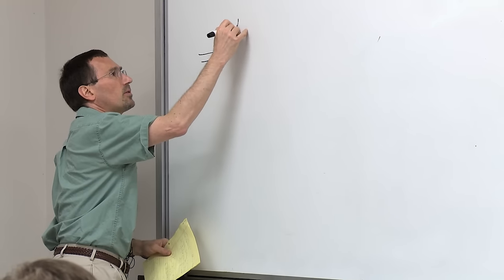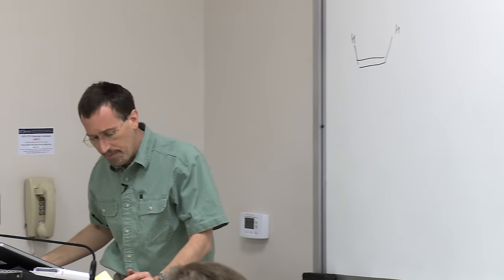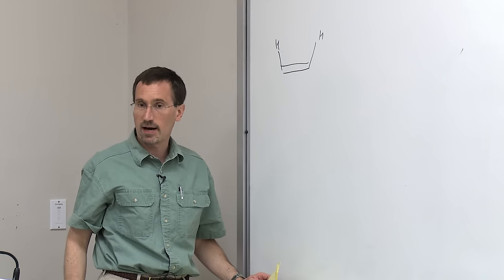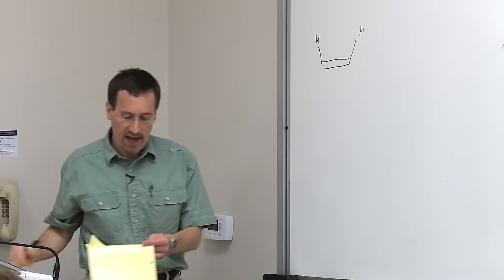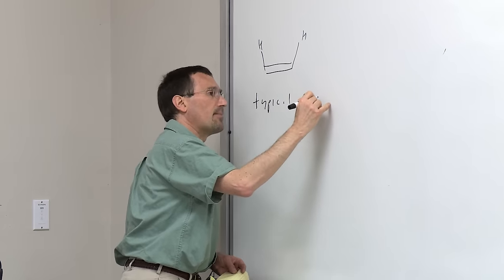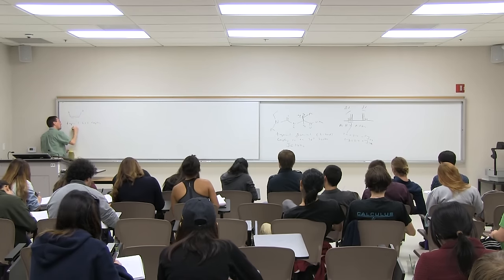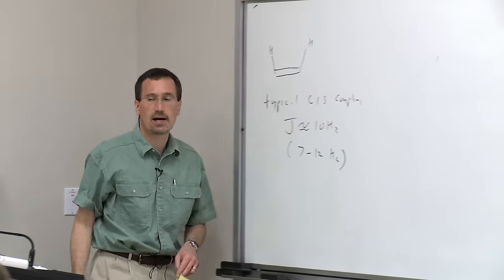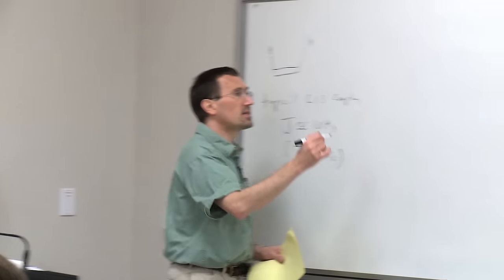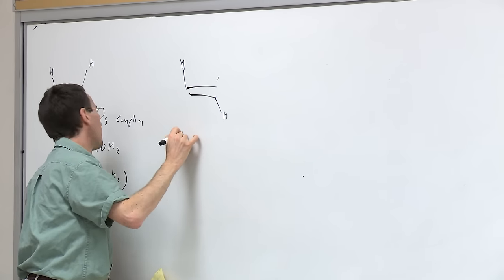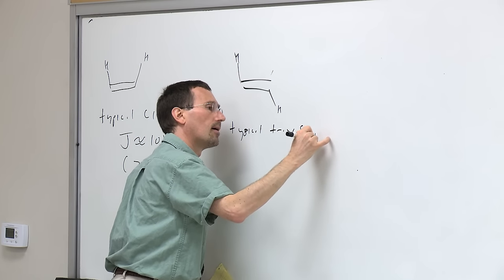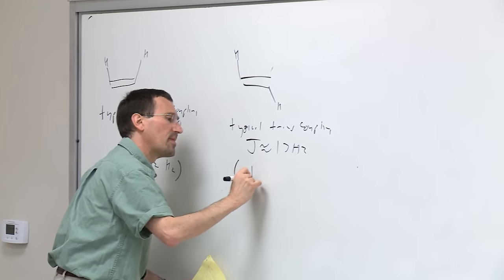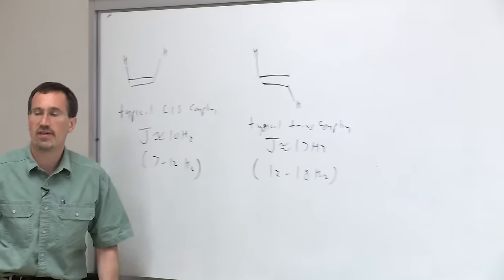All right, so another useful one to keep at your fingertips is what happens with sp2 hybridization. So in an alkene, you also have a three-bond coupling. You also have a vicinal coupling, but now you have sp2 hybrid carbons, and the J values are typically different. So your typical cis coupling in an alkene, your J is about 10 hertz. Usually you'd get a range from, say, 7 to 12, depending on the exact compound, but 10 would be a good typical number. A trans coupling in an alkene is typically maybe J of about 17 hertz, and the numbers would range from maybe 12 to 18 hertz as sort of common values.